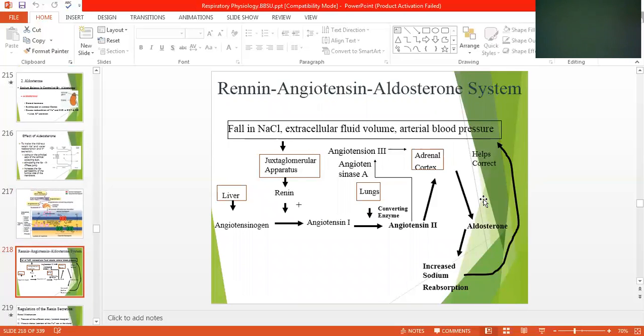The renin angiotensin aldosterone system is very important because this system controls the blood pressure, fall in sodium chloride, extracellular fluid volume, arterial pressure. The juxtaglomerular apparatus from the kidney releases the renin, and renin combines with angiotensinogen, which is released from the parenchymal cells of the liver, and that is converted into angiotensin 1. Then, in the presence of the enzyme ACE, angiotensin converting enzyme, angiotensin 2. Then angiotensin 2 acts on the adrenal cortex.